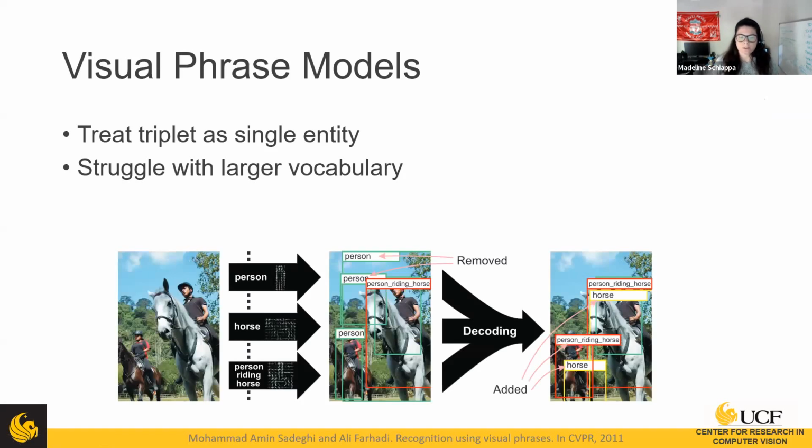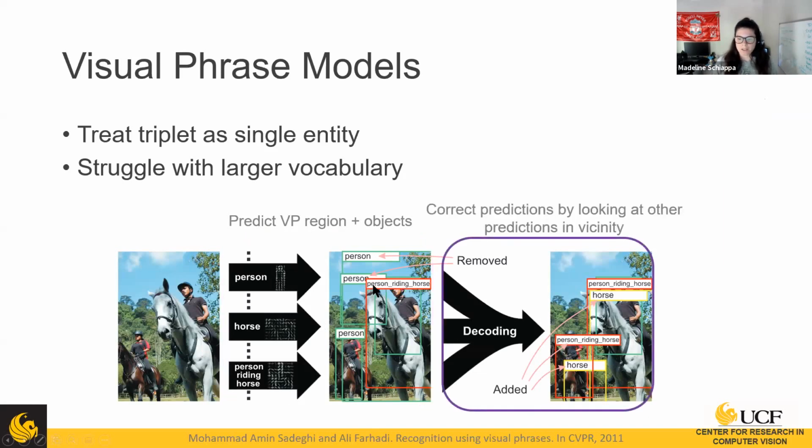One of the research works that inspired the current proposal is as follows. Here, they're predicting not only objects in the image, but also the visual phrase, so person riding a horse. Their method then uses those predictions to correct their object and visual phrase detections.